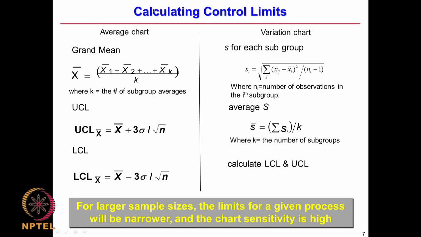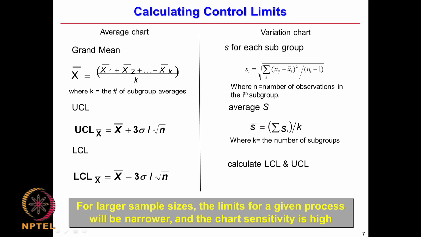So, there are many types of charts, we look at it. Average chart: I take 10 samples, I take an average and then I plot the average against UCL and LCL. UCL is upper control limit, LCL is lower control limit, sigma by square root of n, right, you remember this standard error. Or it could be a variation chart.